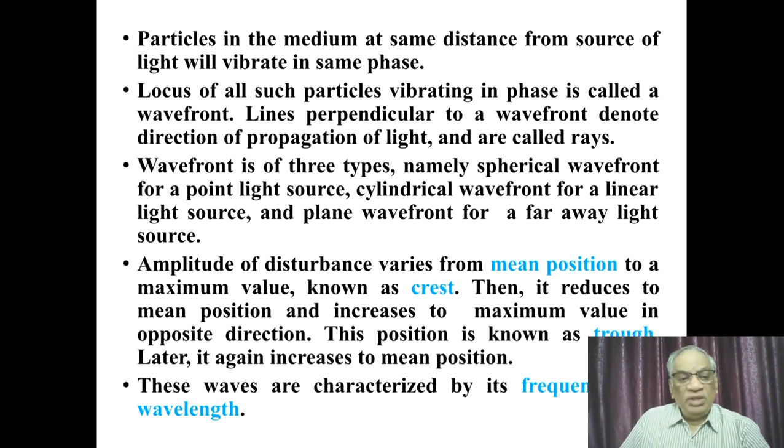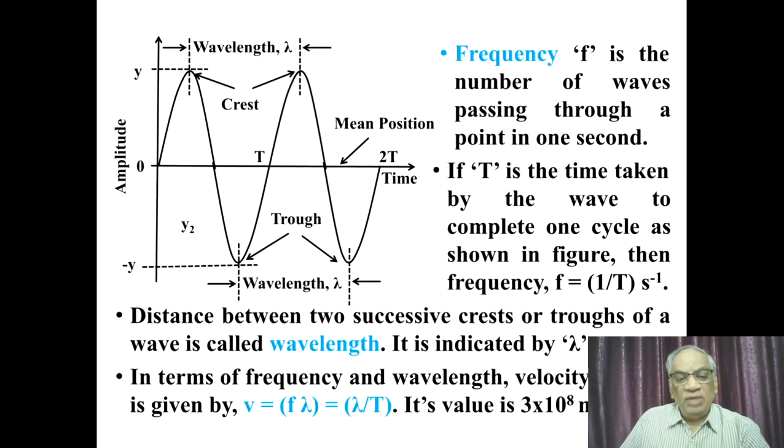The amplitude of the disturbance varies from its mean position to a maximum value. The maximum value is known as the crest of the wave. Then it reduces to the mean position and again increases to a maximum value in the negative, that is opposite, direction. It can be negative or positive or zero depending on the type of wave we are considering. The minimum position in the opposite direction is known as the trough. Later it again increases to the mean position.